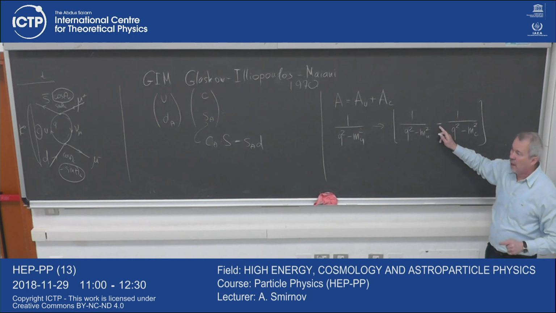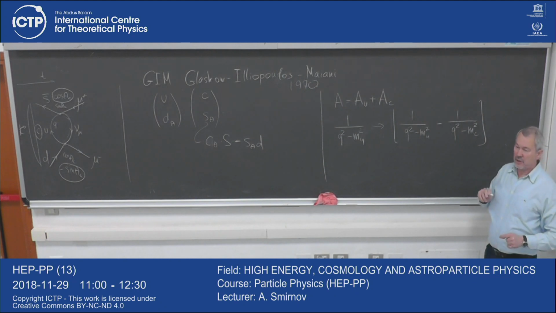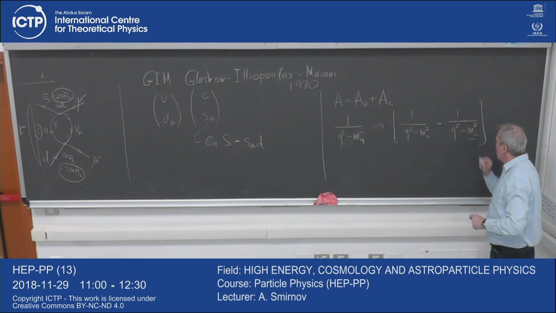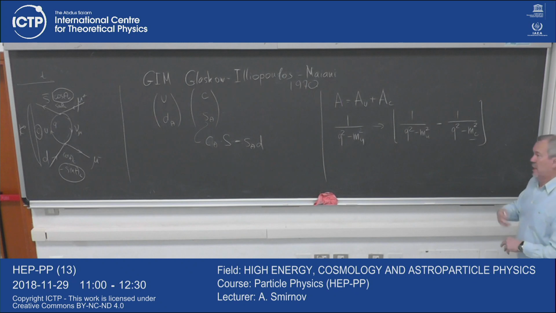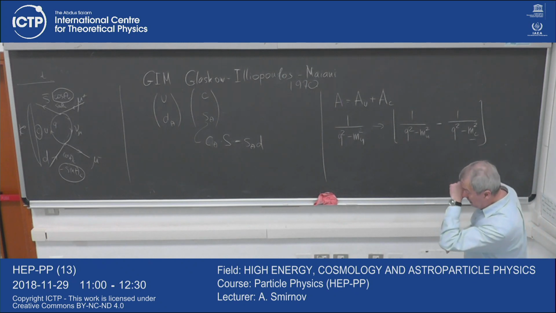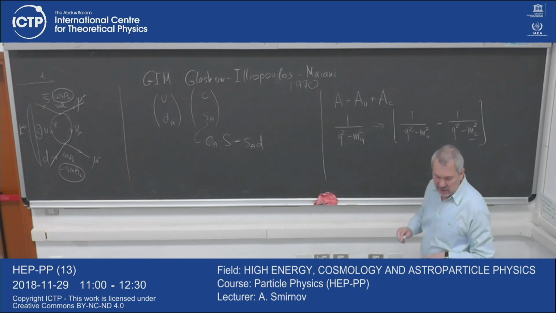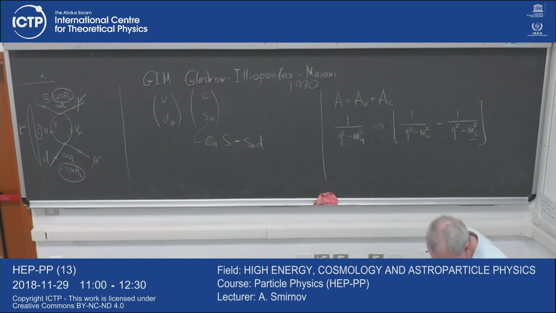sign, which comes from vertices, and the mass of the charm quark, which differs from the mass of the u quark. If the mass of the charm quark were equal to the mass of the u quark, you would have complete cancellation. You would get 0. So the only reason for a non-zero value of this amplitude is the difference of the masses of the charm quark and the u quark.